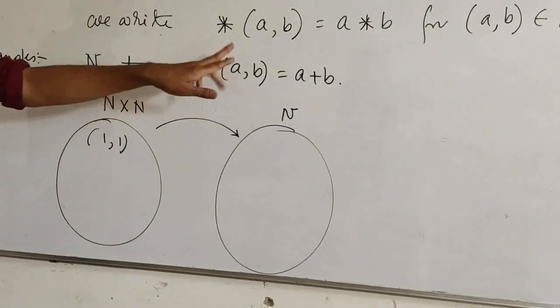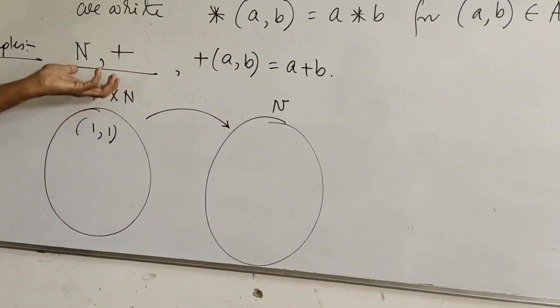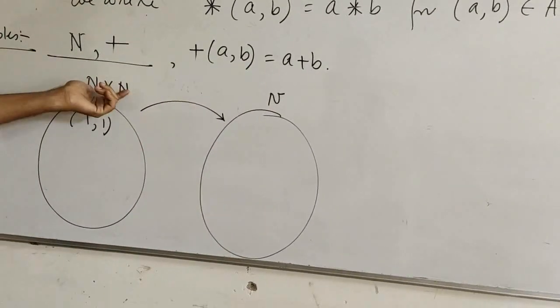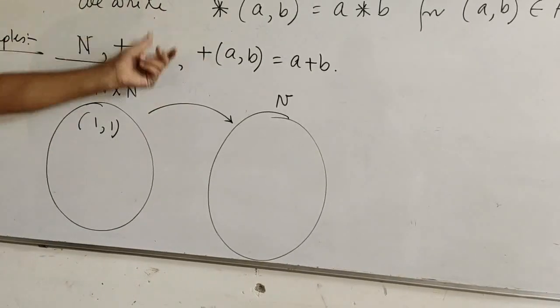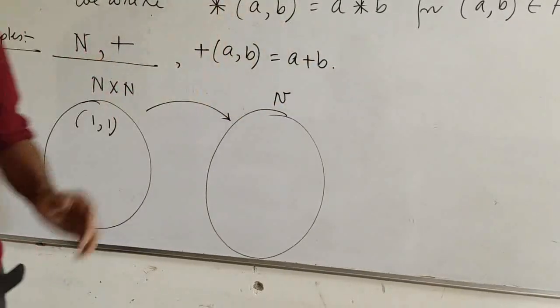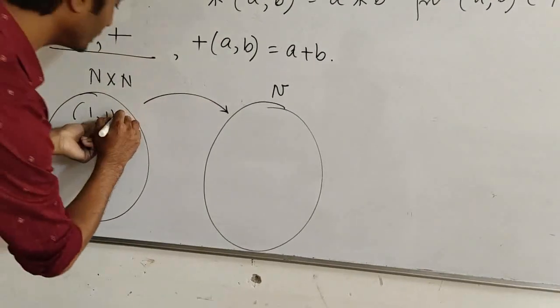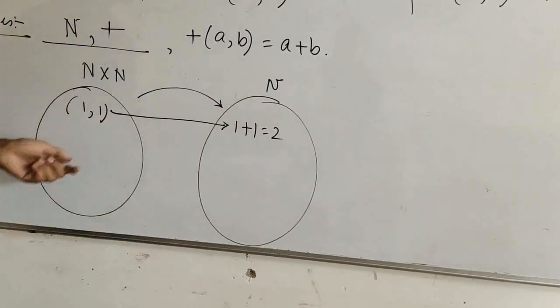Plus(a, b): (a, b) has been taken from the set N cross N, which is the domain, and N is our codomain. So if I take an element (a, b) from our domain and operate with plus, it gives us the value a + b. Now take (1, 1). This particular pair will have an image: 1 + 1 = 2.